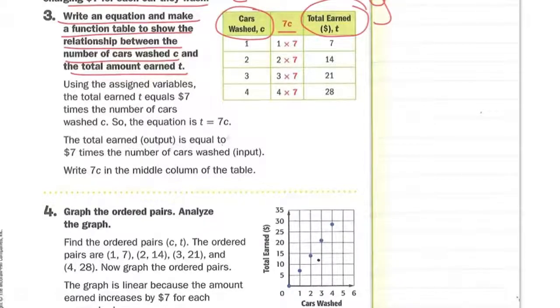Okay? Now it says graph the ordered pairs. Analyze the graph. Find the ordered pairs, which would be C, comma, T, or X, Y. Always remember that. So your ordered pairs would be 1 and 7, 2 and 14, 3 and 21, and 4, 28. Once you graph them, you have 1 and 7, 2 and 14, 3 and 21, 4 and 28. The graph is linear, or a line, because it increases by $7 for every single car they wash. Okay?